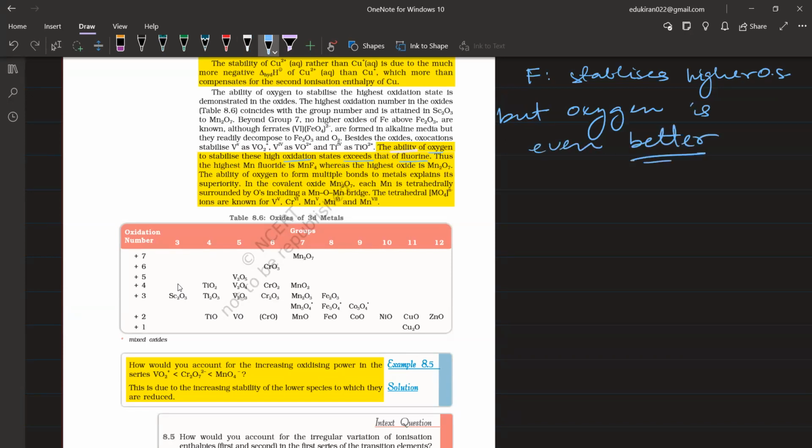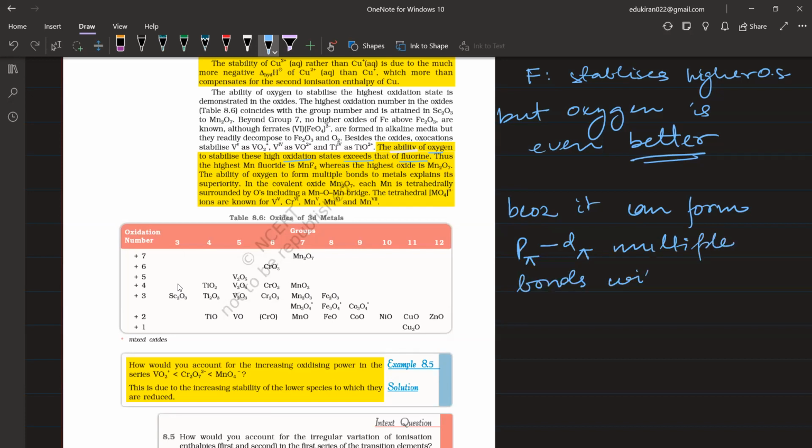Why is oxygen even better? Because it can form p pi d pi multiple bonds with metal. ठीक है, प्लीज इसको याद रखिएगा.